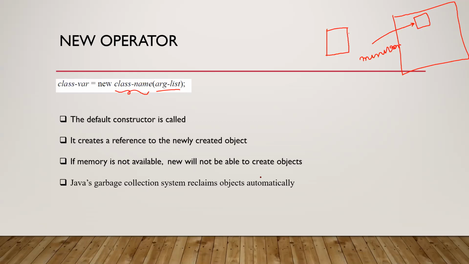Okay, so let me repeat this again. Whoever has looked at C++ knows that there is something called a destructor, but Java does not have something like a destructor. And what is the objective of a destructor? It is just the opposite of a constructor.